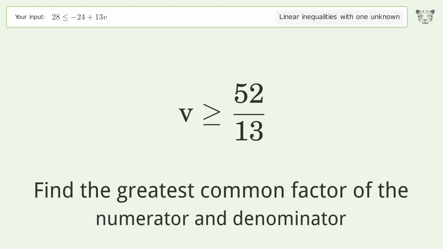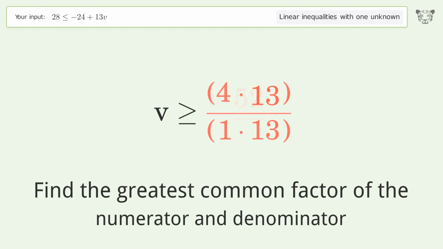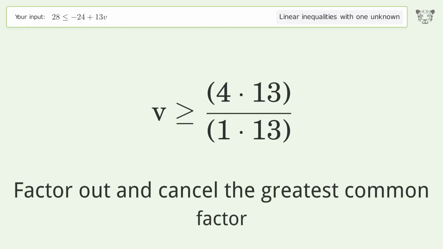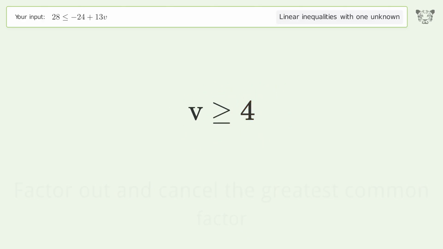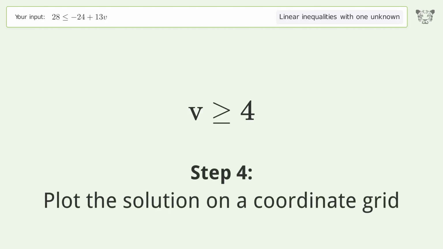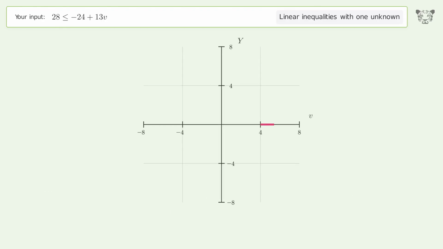Find the greatest common factor of the numerator and denominator. Factor out and cancel the greatest common factor. Plot the solution on a coordinate grid. And so the final result is v equal or greater than 4.